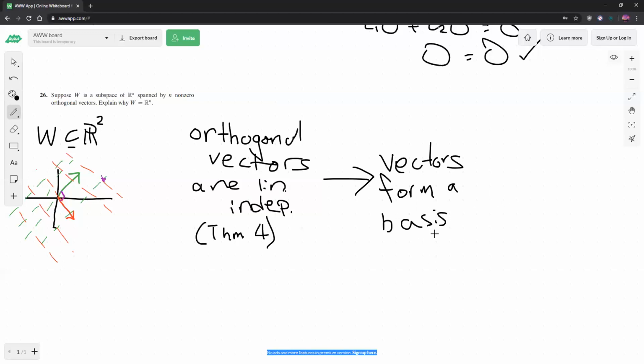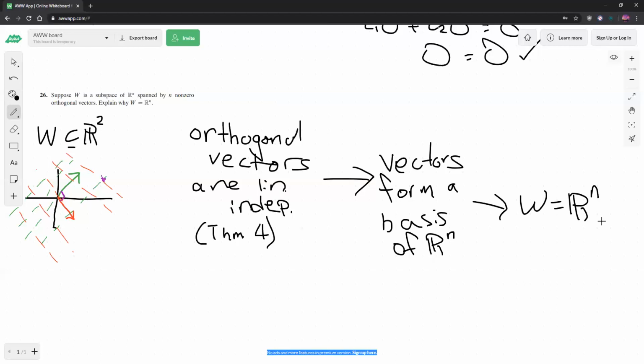And since they form a basis of Rn, because it's n linearly independent vectors in Rn, and because W spans this basis for Rn, that means W is Rn. That's going to take a little bit more explaining too. Why is that true? Think about it. If you're spanning the basis for Rn, then why does that make you Rn?